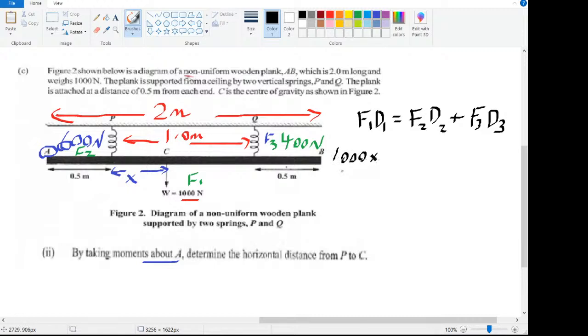1,000 times D1, which is 0.5 plus X. They turn into math, so it's 0.5 plus X, and that is equal to F2. F2 is this spring P, right? So that is 600 times 0.5.